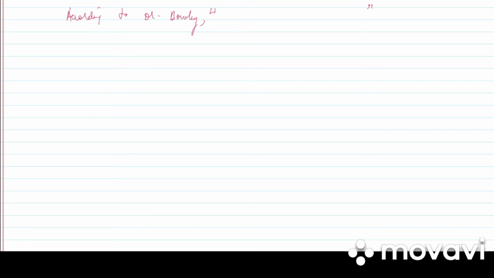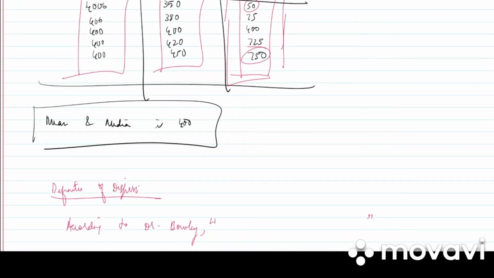Next we have objectives of measurement of dispersion. So the objectives are nothing but to know the variation of different values of item, to know the range of values, that is the difference between highest value and lowest value. Then to compare the disparity between two or more series in order to find out the degree of variation, to know whether the central tendency truly represents the series or not. So these are the objectives of dispersion.